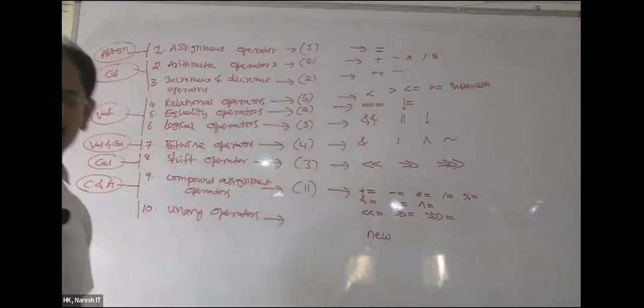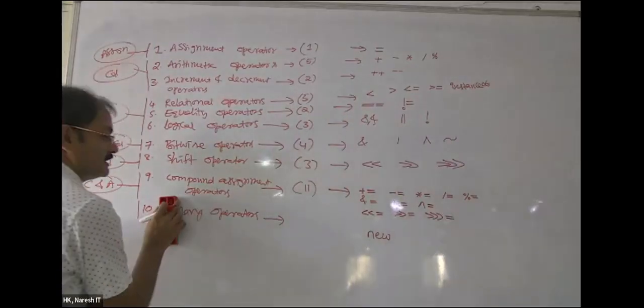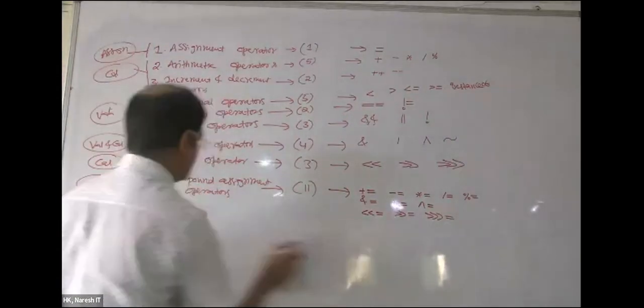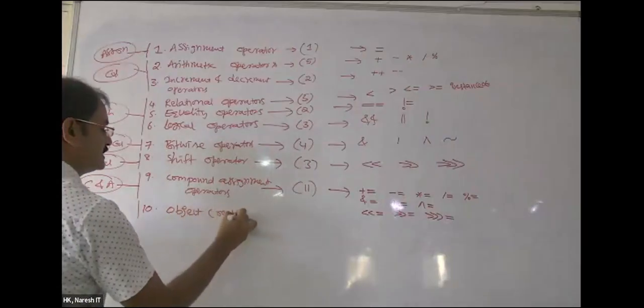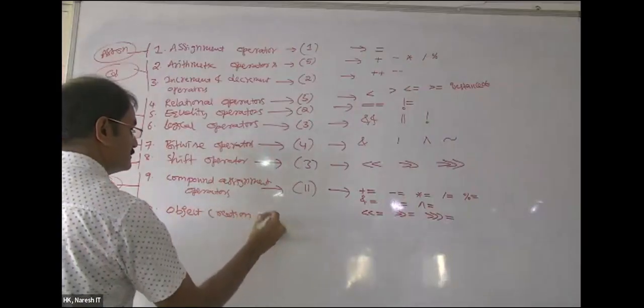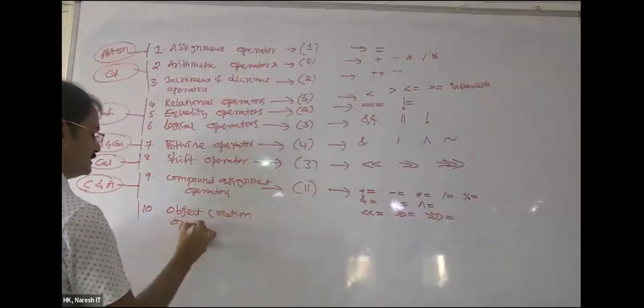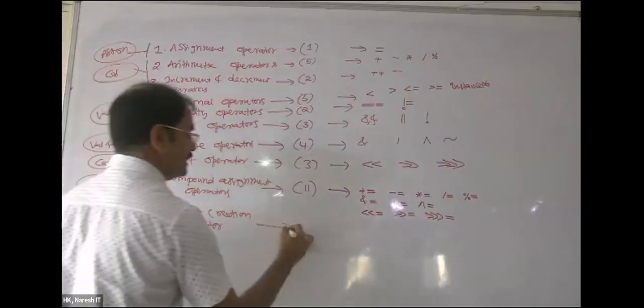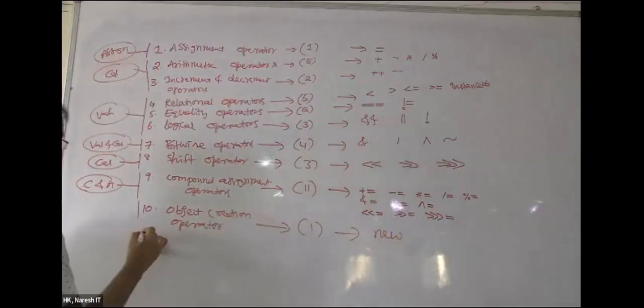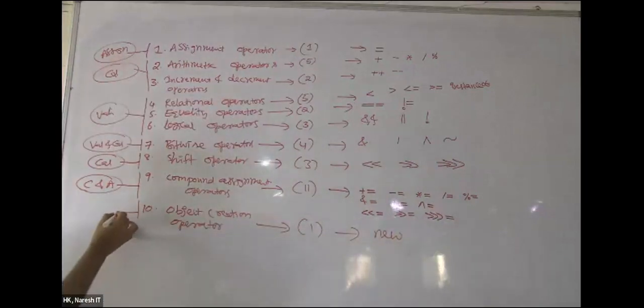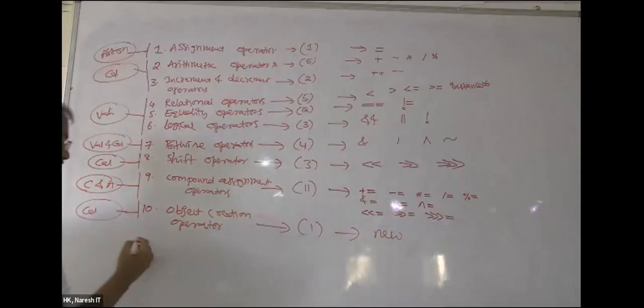So we will do one thing. I won't take unary operator. All operators are coming there. Let me write here object creation operator. What is the object creation operator? 1. That is new. Okay. Next, this also comes under what? Calculation. It is doing calculation. How much memory is required? So it also comes under calculation.